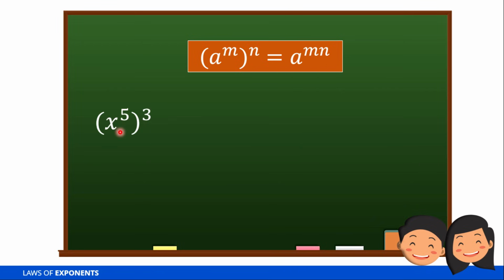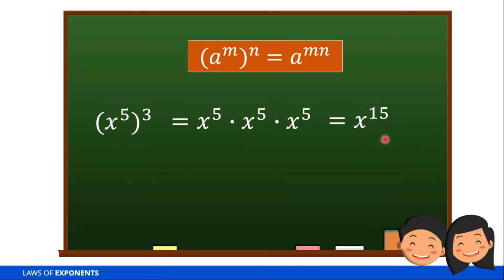So, we have here x to the 5th power raised to the 3rd power. So, ang gagawin natin is i-multiply lamang natin ang mga exponents na ito. So, this means x to the 5th power times x to the 5th power times x to the 5th power. That is the same with x to the 15th power. Okay, na magiging answer natin. So, we simply multiply. 5 times 3, that is 15. So, our expression is equal to x to the 15th power.